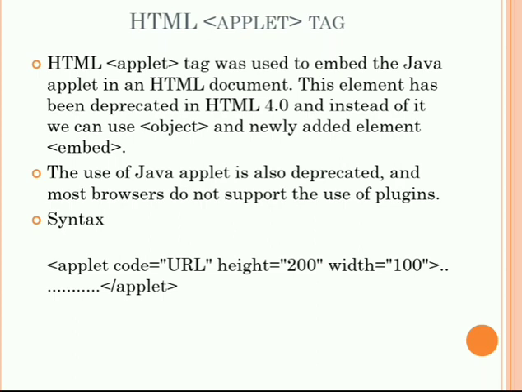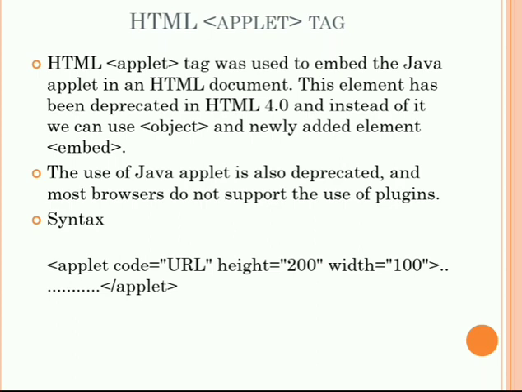We have seen Google Chrome does not support the applet. You can check the applet on Mozilla Firefox, but Google Chrome does not support the applet. Now we will see what is the syntax of this applet tag. Applet code is equal to URL. What is URL? Whatever applet you want to create, whatever URL you will give to that applet.